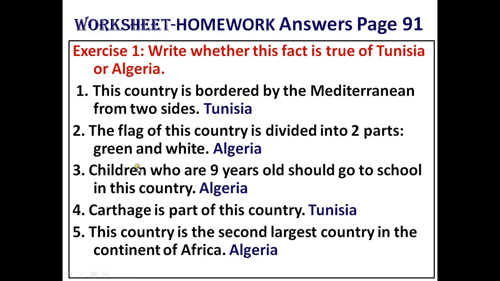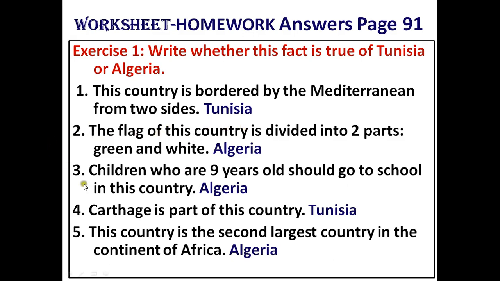As I told you, the children who are 9 years old should go to school in this country. The name of this country is Algeria, where children below 15 years old must go to school. That is the rule of the country. So this is about Algeria.